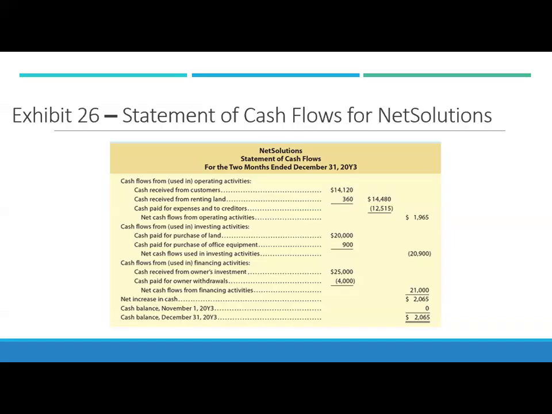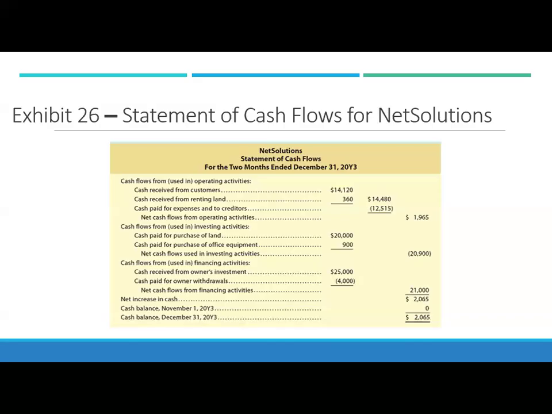So financing activities include transactions with the owner, so the owner's initial investment and the withdrawals from the owner. It also includes issuances of long-term debt and repayments of long-term debt, and also stock buybacks, dividends, stock options. Well, stock options are non-cash, so they would not be in the statement of cash flows, but share buybacks and dividends would be.